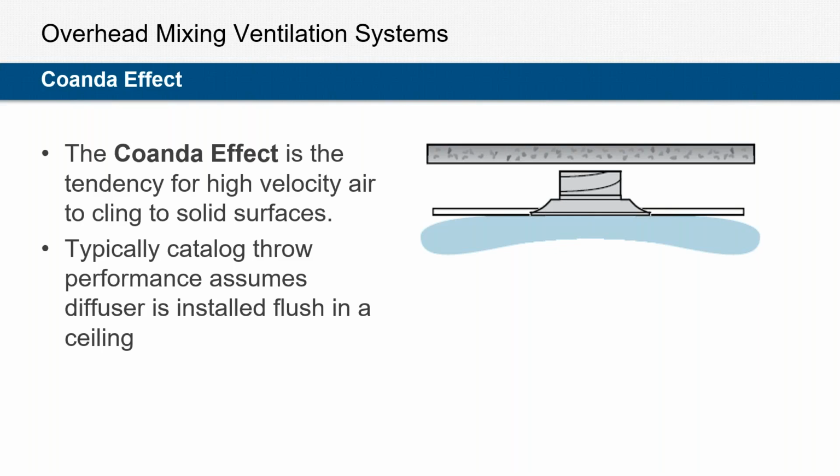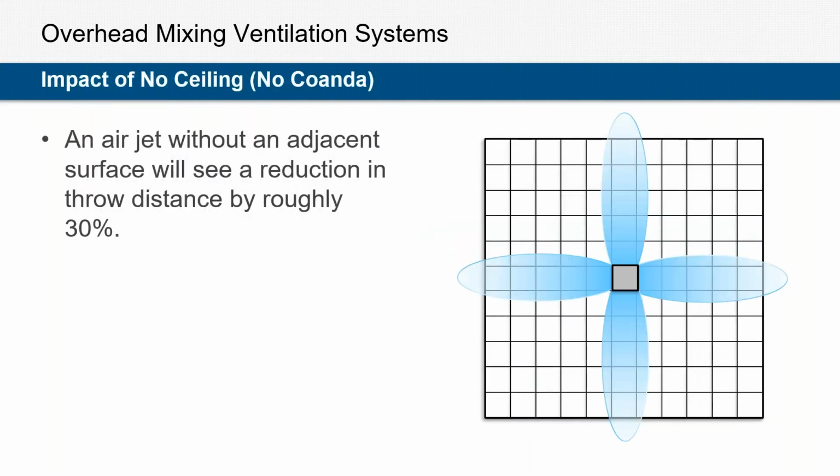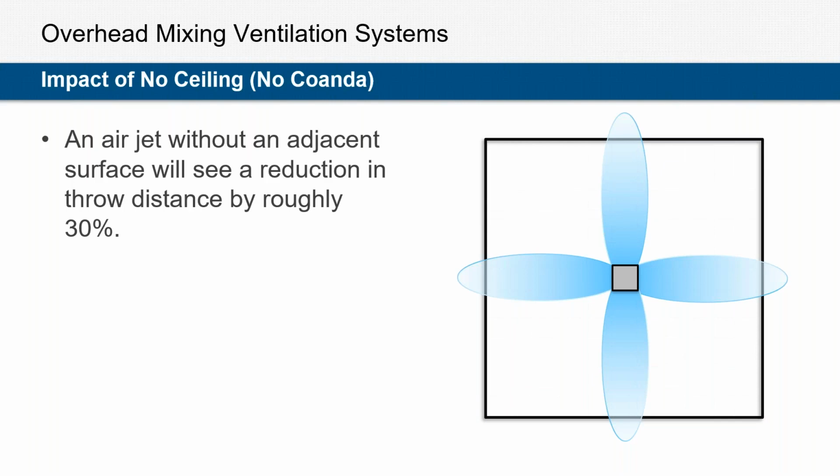Typically, catalog performance for ceiling diffusers is going to include this. So the assumption is that the diffuser is installed in the ceiling. If we have a diffuser installed in a space that has no ceiling, what does that mean? Well, we can expect that throw to be reduced by roughly 30% just because there is no ceiling. So that is something to be mindful of in these spaces. It's becoming quite popular to have that industrial look where we have exposed ductwork and no ceiling. We need to understand that that is going to impact the performance of that particular air outlet.